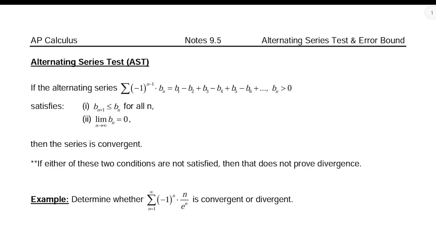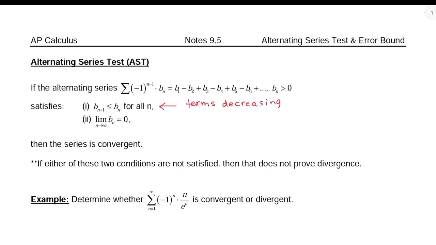Notes 9.5 are on the alternating series test and the error bound. Given an alternating series, you need to check to make sure the series satisfies two conditions for it to be convergent. The first condition listed here indicates that the terms are decreasing.